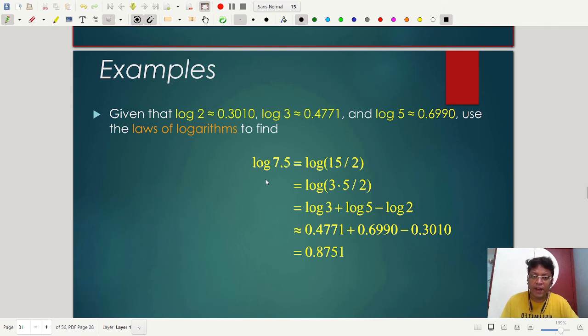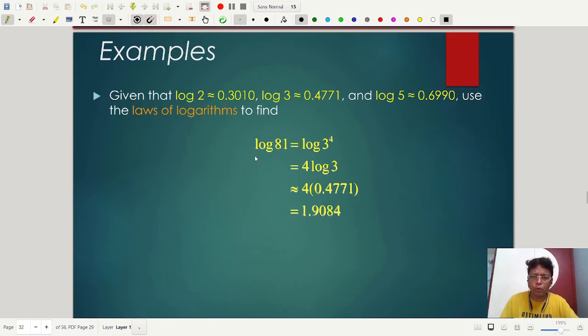Also, again, find log 7.5, which is 15 by 2. So I'm using 3 into 5 by 2. You know, division in log is subtraction. So you can write using the laws of log here and substitute the values, and you get the answer.